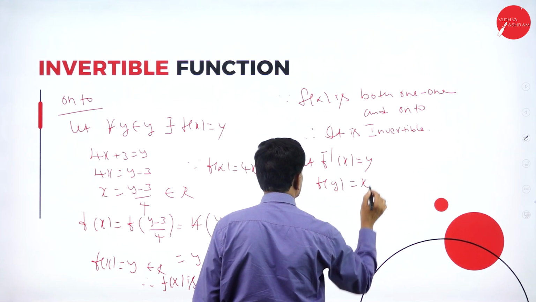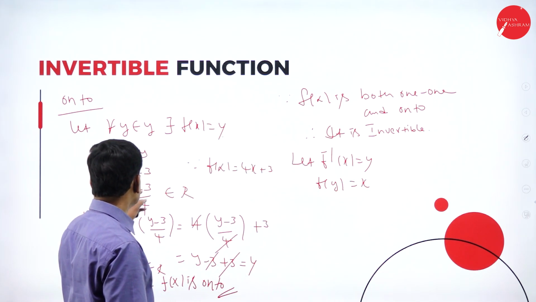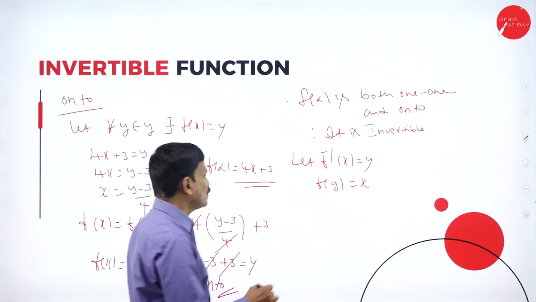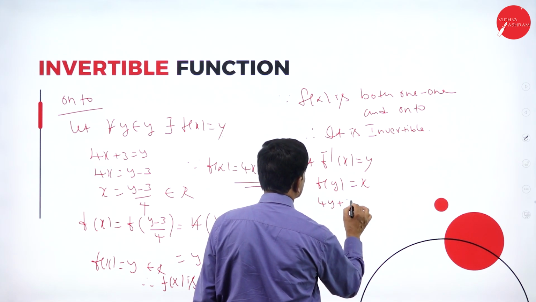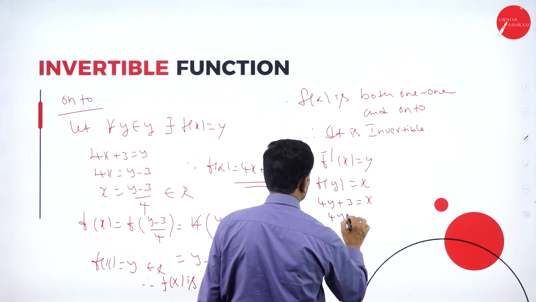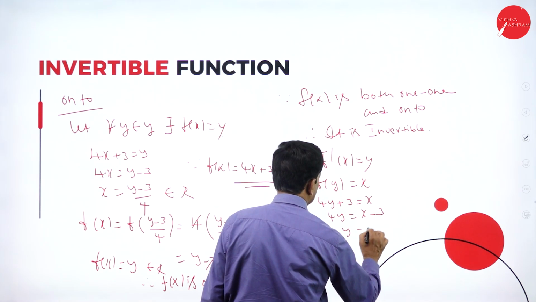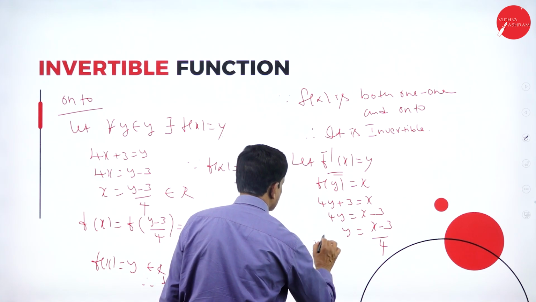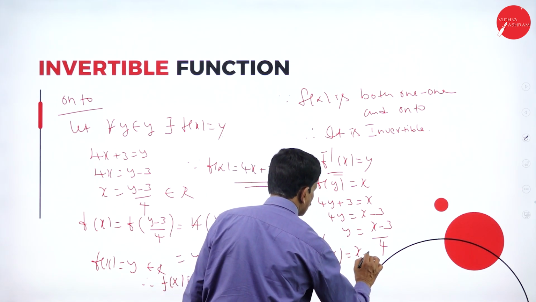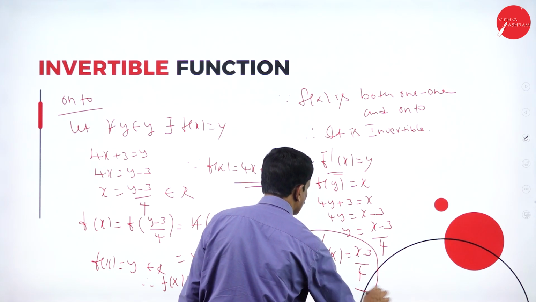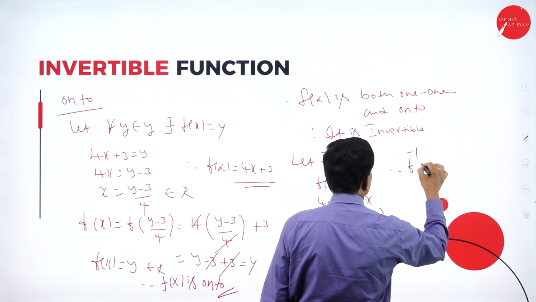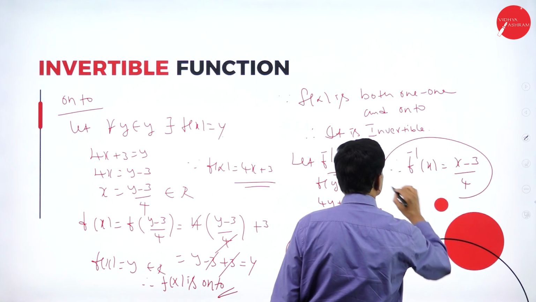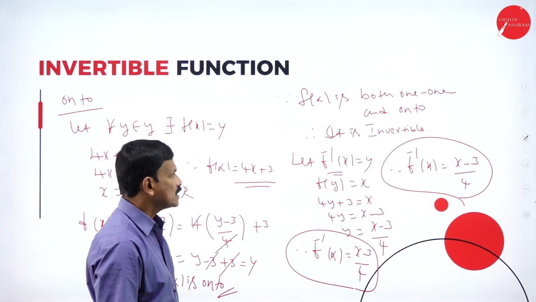Now to find the inverse, let f inverse of x is equal to y, which implies f of y is equal to x. So what is f of y? Since f of x is equal to 4x plus 3, f of y can be written as 4y plus 3 is equal to x. So 4y is equal to x minus 3. y is equal to (x minus 3) by 4. What is y? y is nothing but f inverse of x. So therefore f inverse of x is equal to (x minus 3) by 4. So the final answer is f inverse of x is equal to (x minus 3) divided by 4.